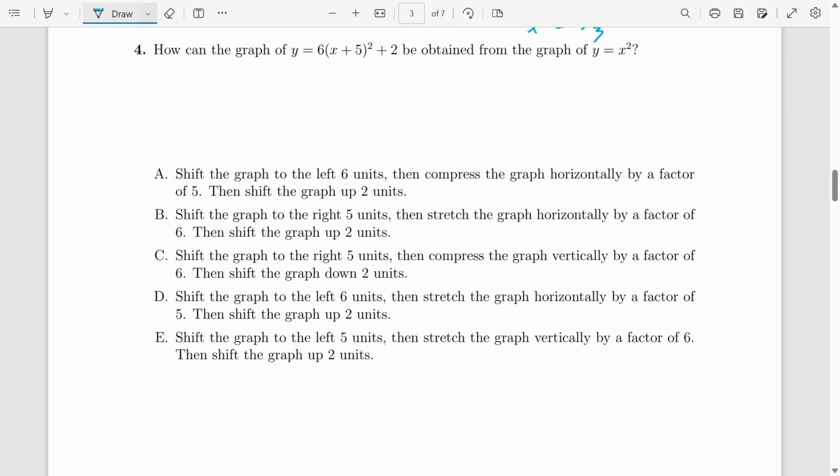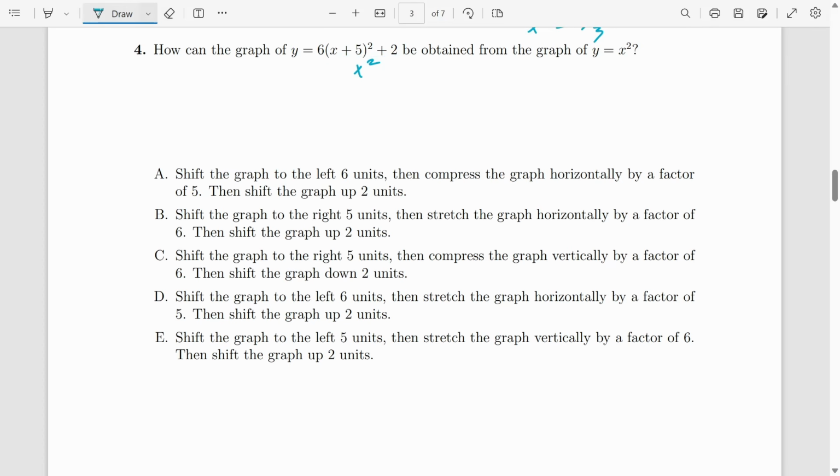All right, question 4. How can the graph of y equals 6 times the quantity of x plus 5 squared plus 2 be obtained from the graph of y equals x squared? All right, this is a transformations problem. So it's like asking you, if you start out with x squared, what transformations can you apply to it and in what order to get this?